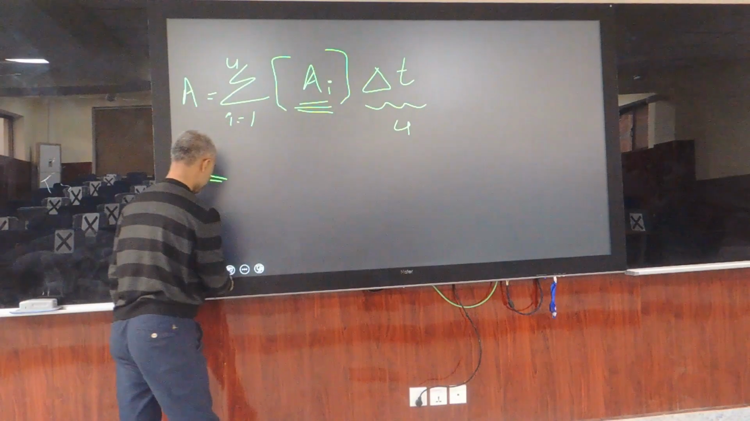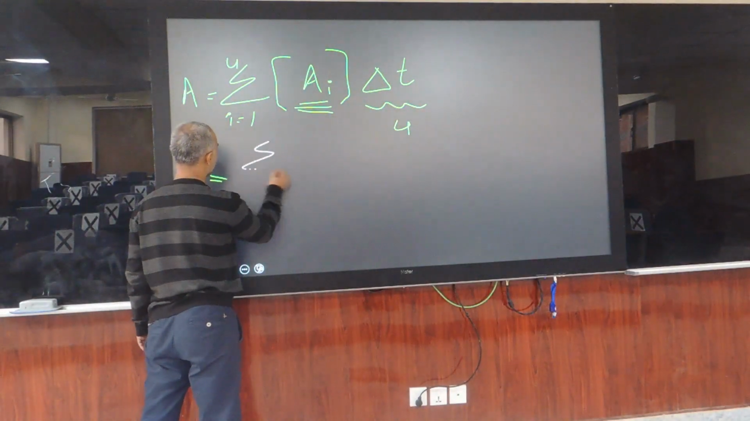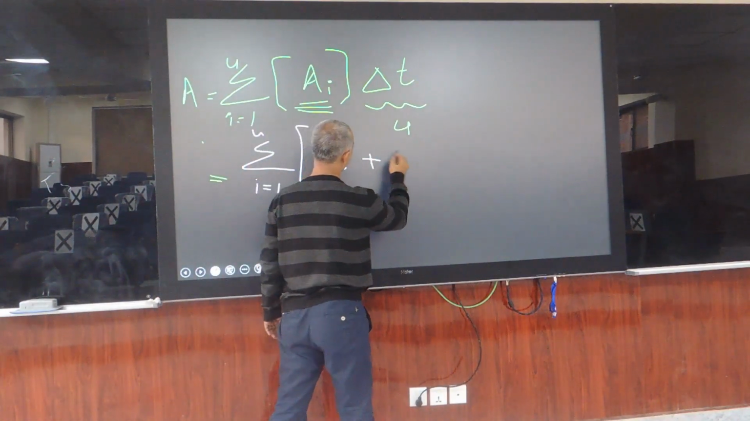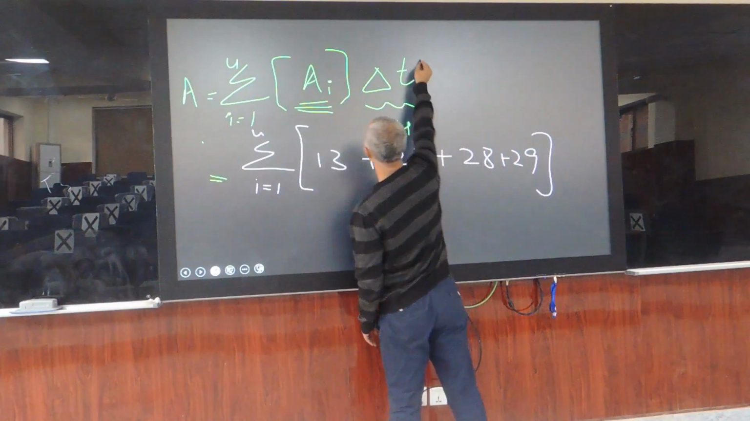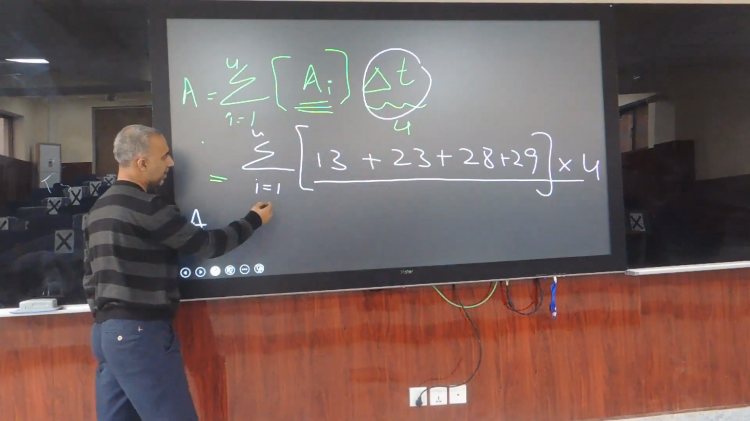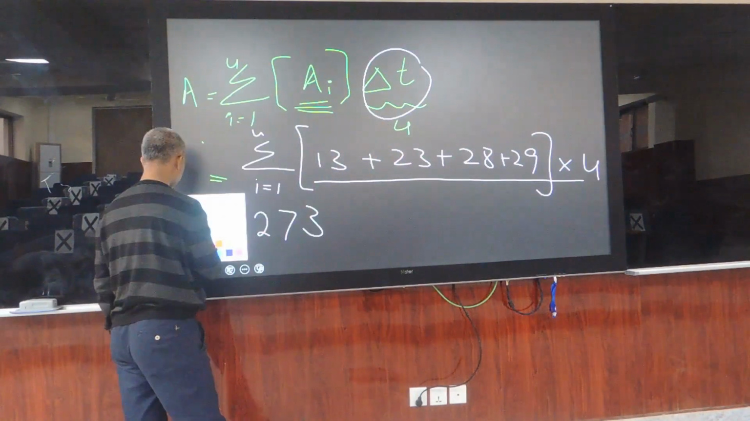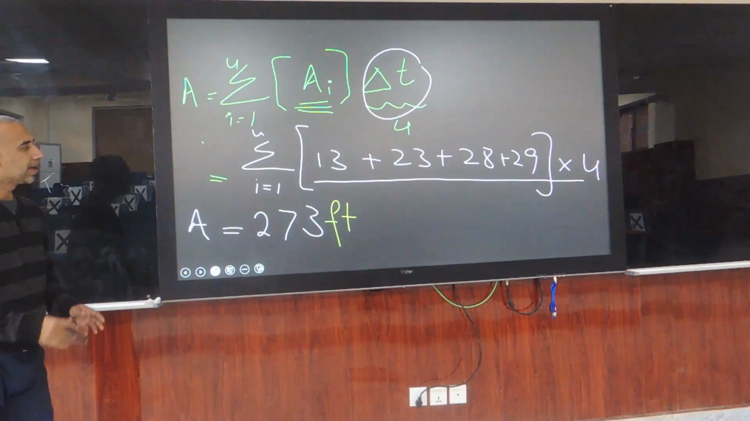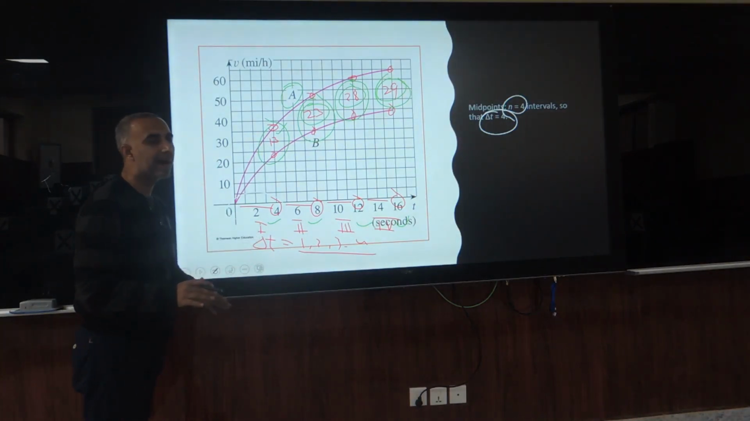So we will write 4 here. From 1 to 4, the first is 13 plus 23 plus 28 plus 29, and here we will multiply with 4. So sum up, that's the 27. This is discrete information with the help of the Riemann integral.